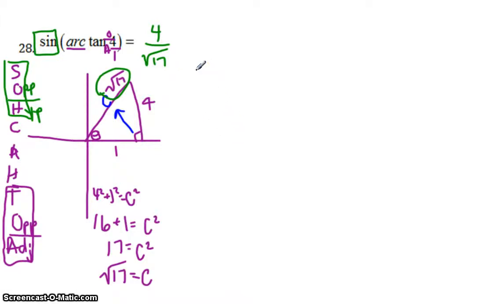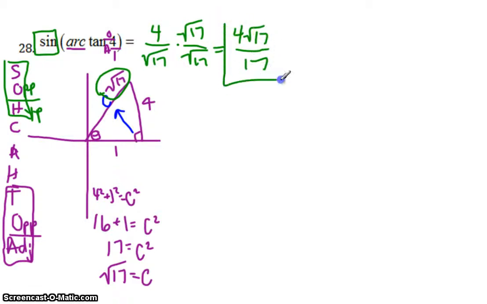You cannot have a radical on the bottom. You must get rid of the radical on the bottom, which means I have to multiply by the square root of 17 over the square root of 17, and I get 4 times the square root of 17 over 17, and that is my answer.